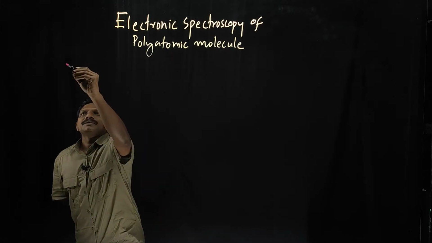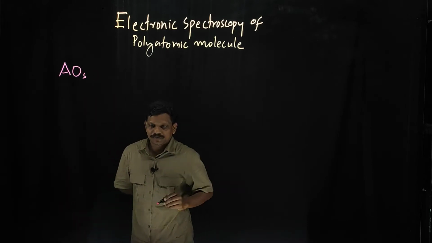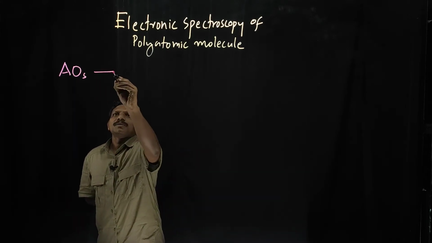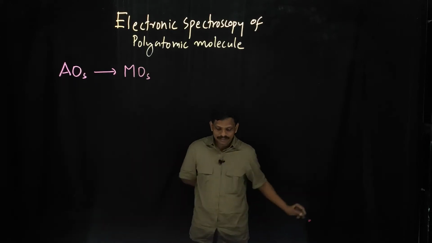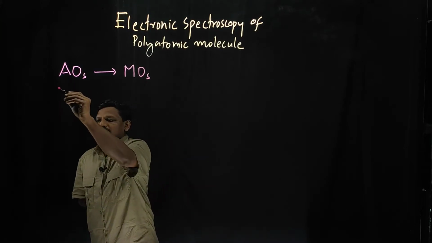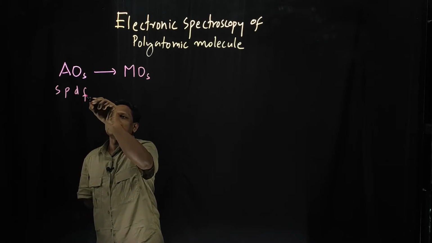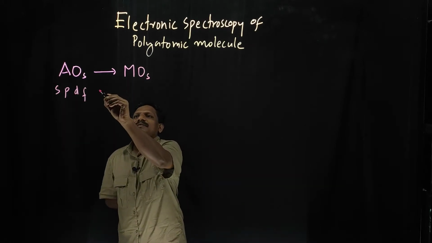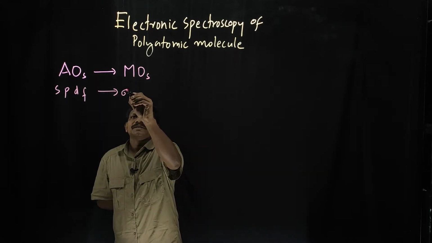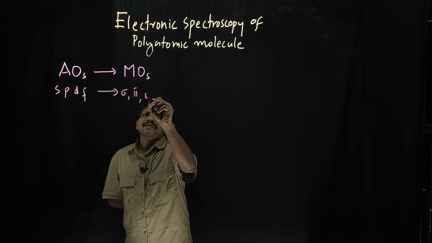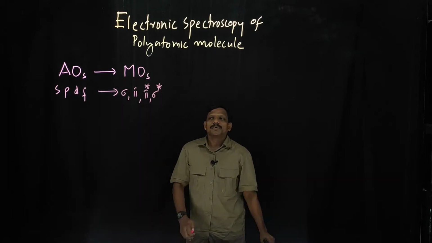Very fundamentally, you know that atomic orbitals combine to form molecular orbitals. What are the atomic orbitals? You can write them as s, p, d, f. These are all the atomic orbitals, and they combine to form molecular orbitals like sigma, pi, pi star and sigma star. These are all the molecular orbitals.